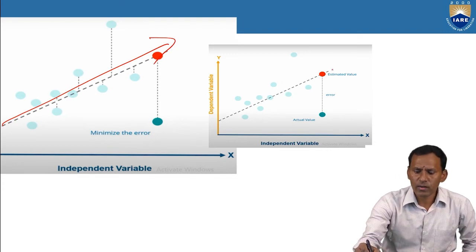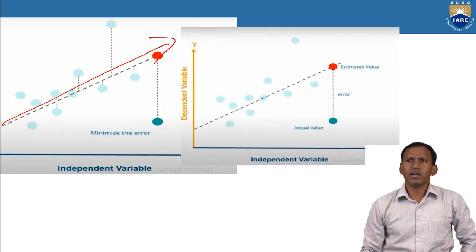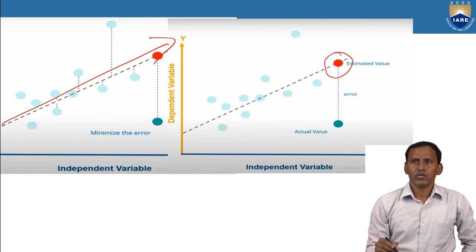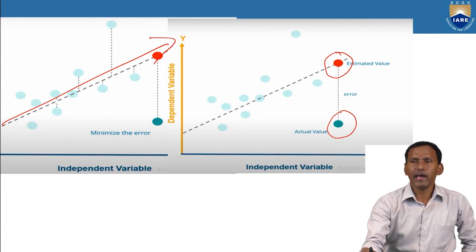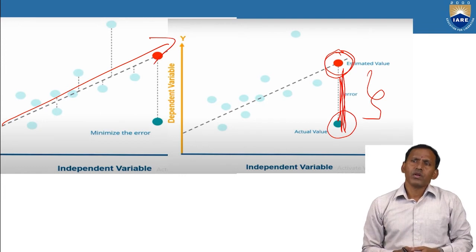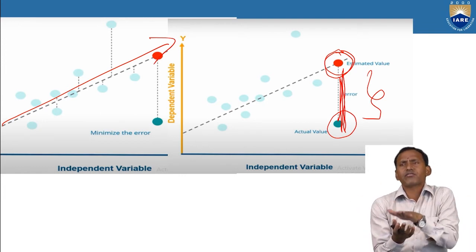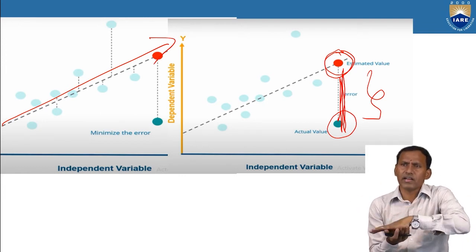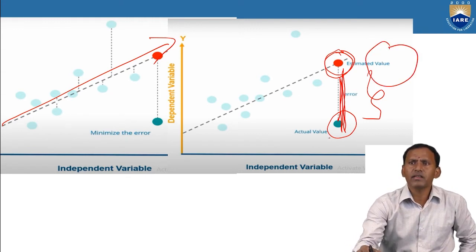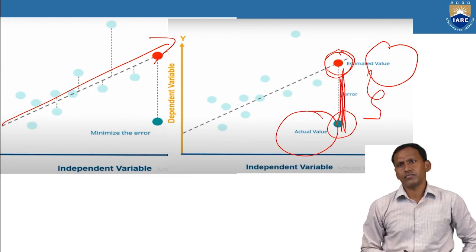Okay, now this is the estimated value. This one is what? Estimated value. Okay, so this one is the actual value, this one is the estimated one. So this gap is what? Error. So we have to reduce this error. We have to minimize the error. By using the mean square method, we can reduce the distance between the estimated value and the actual value.